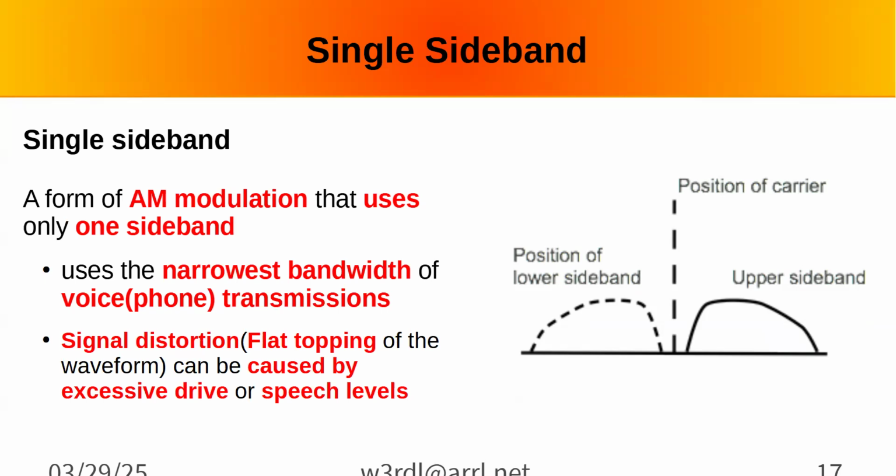For single sideband, it's basically AM again, and we eliminate the carrier and one of the sidebands. It has the narrowest bandwidth, approximately, I think it's 2.43 kilohertz, something like that. It's probably on the next chart.